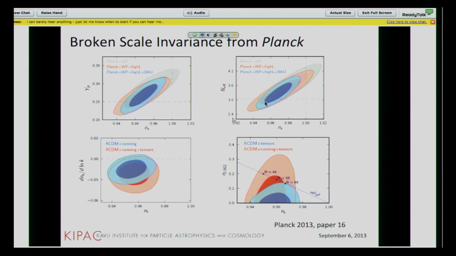What's probably most new from Planck in this regard is the robustness of that result to simple extensions, or even not so simple extensions, to the basic vanilla lambda CDM model.